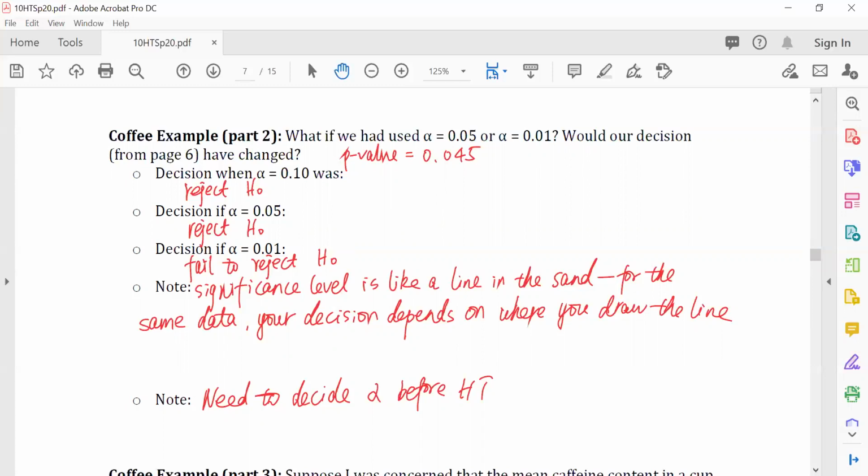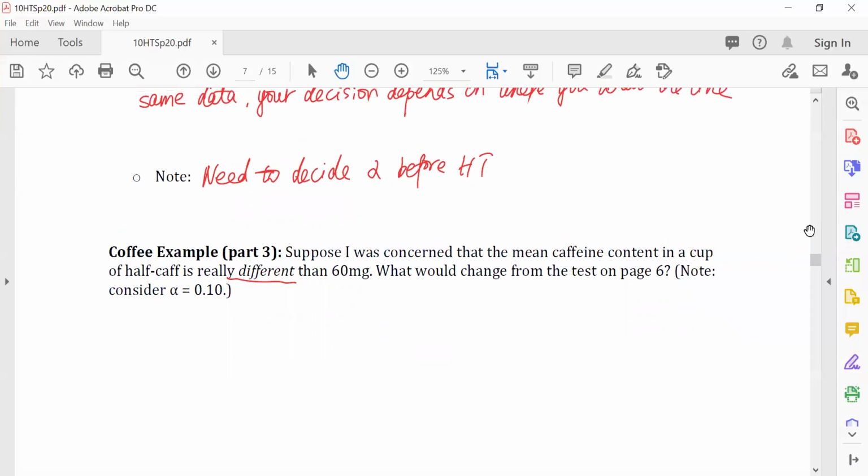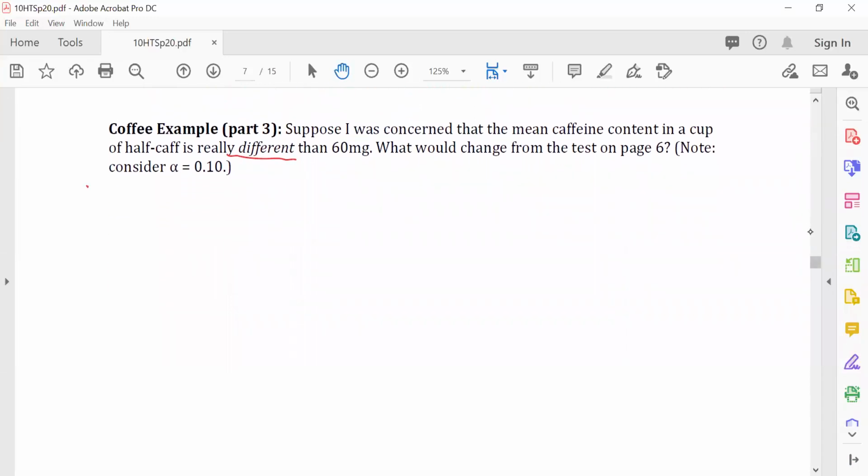So the next example, also about the coffee example. Suppose I was concerned that the mean caffeine content in a cup is really different from 60 milligrams. So now it's different from 60. I'm not saying it's less than 60 or greater than 60. So this is a two-sided test. It's going to be very similar, so I'm going to simplify it.